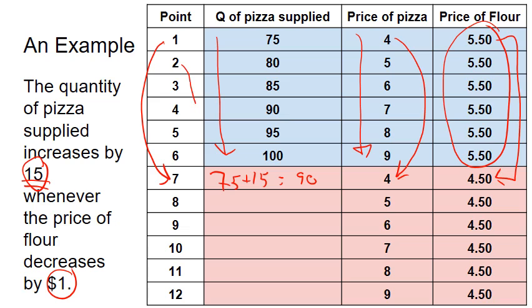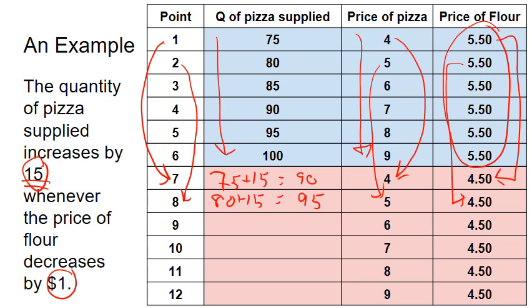If we look at rows 2 and 8, again the price of pizza is constant, in this case at $5, but the price of flour has gone down by $1. So the quantity is going to rise by 15. The new quantity must be 80 plus 15, which equals 95.